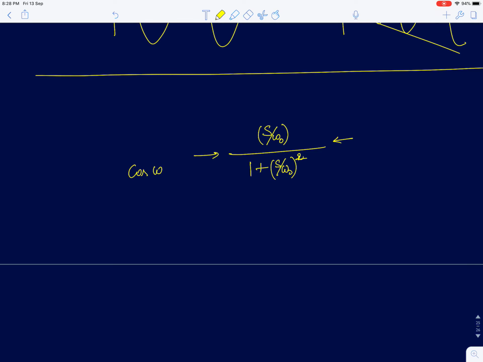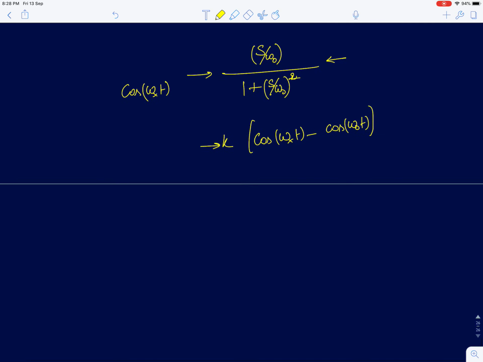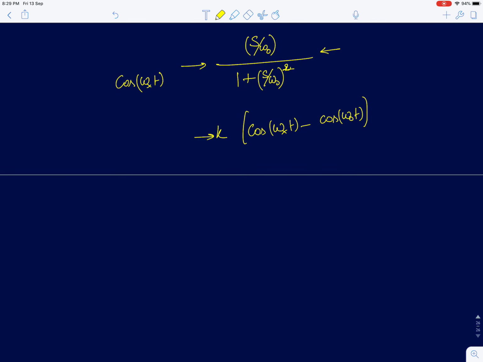So if I feed a sinusoid cos omega x t, where omega x is not equal to omega naught, then of course we are going to get a term of this type. We are going to get cos omega x t minus cos omega naught t, okay, with some constant here. Again, we have already derived this in one of the previous lectures, so I am not doing that now.